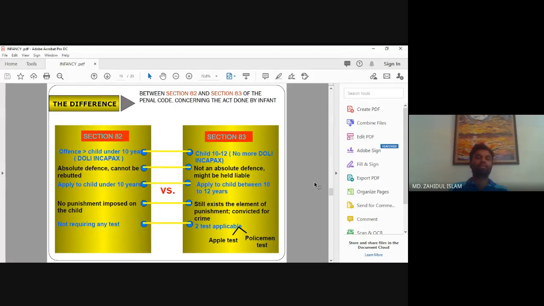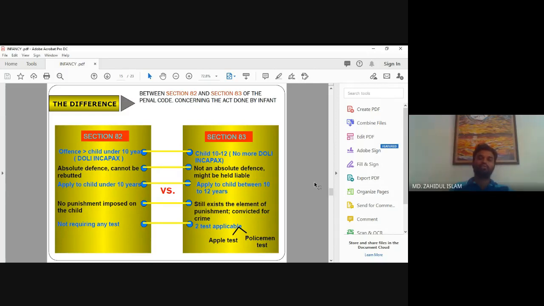Section 82 will be applicable under 10 years old, and section 83 will be applicable for 10 to 12 years old. Under section 82, no punishment will be imposed on children who are under 10 years old. Under section 83, if the public prosecutor can prove it, the punishment can be imposed and they can be convicted. No test is required under section 82.